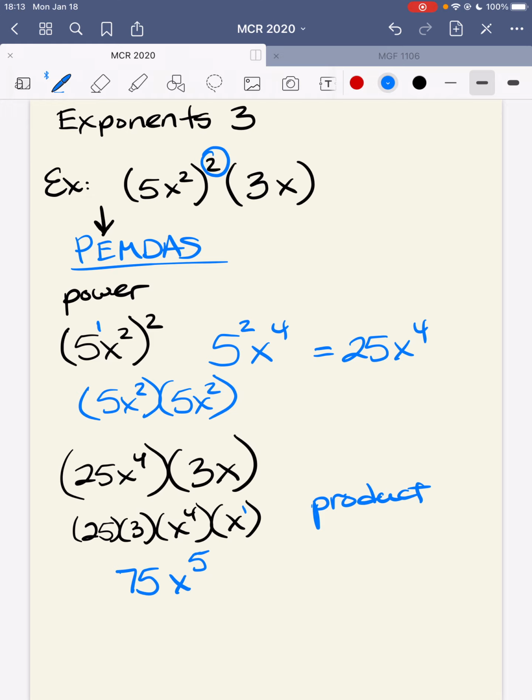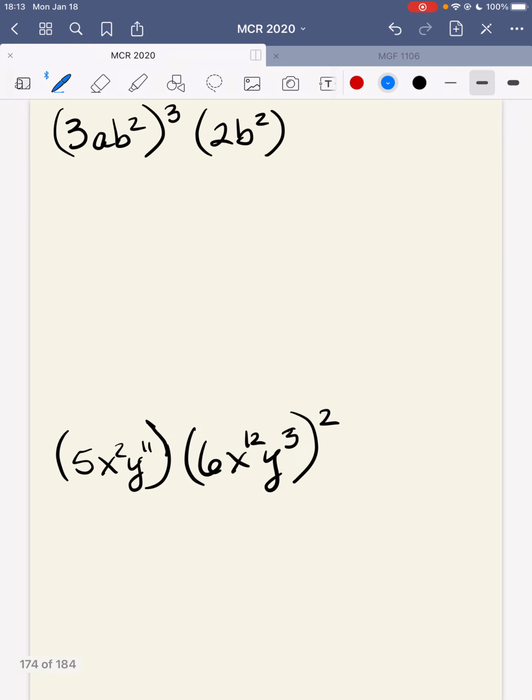Let's go ahead and look at another one. I would love for you to try these on your own and pause the video. Once you do both of them, see how right you were. So the first one I'm going to do, I have my exponent on the outside, which means I have to do this piece first. Remember, anything that doesn't have an exponent has an invisible 1.